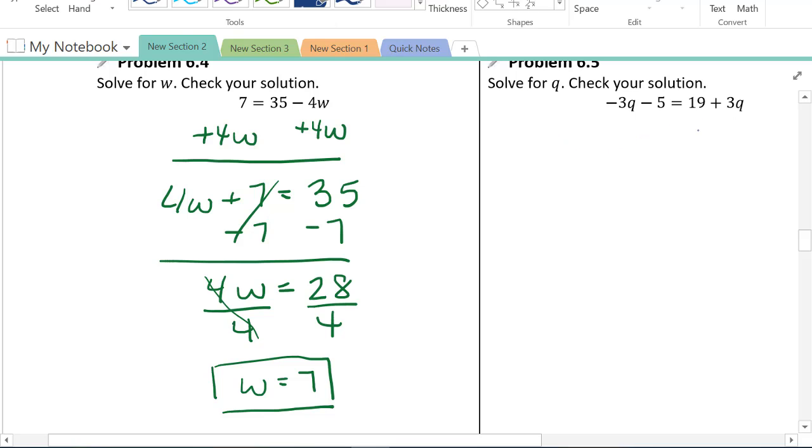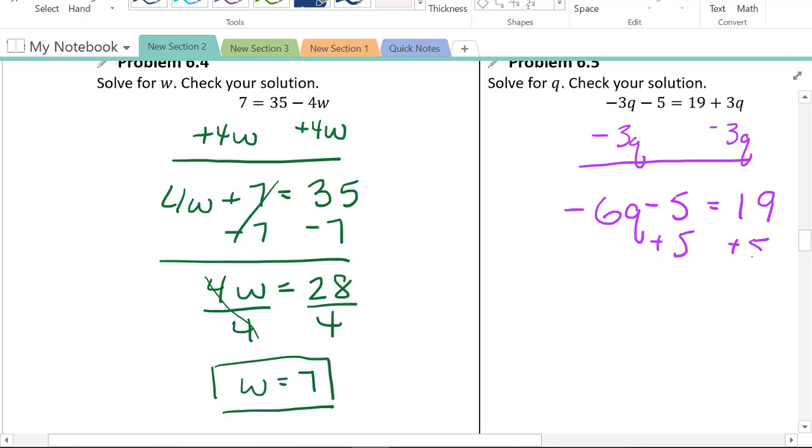So again, I'm moving all the variables to the left. So I'm going to minus 3q to both sides. All the variables to the left. So we get negative 6q minus 5 equals 19. Now we're going to bring the number to the right side, add 5 to both sides. So that's going to give us negative 6q, the 5's cancel out, equals 24. Divide both sides by negative 6.